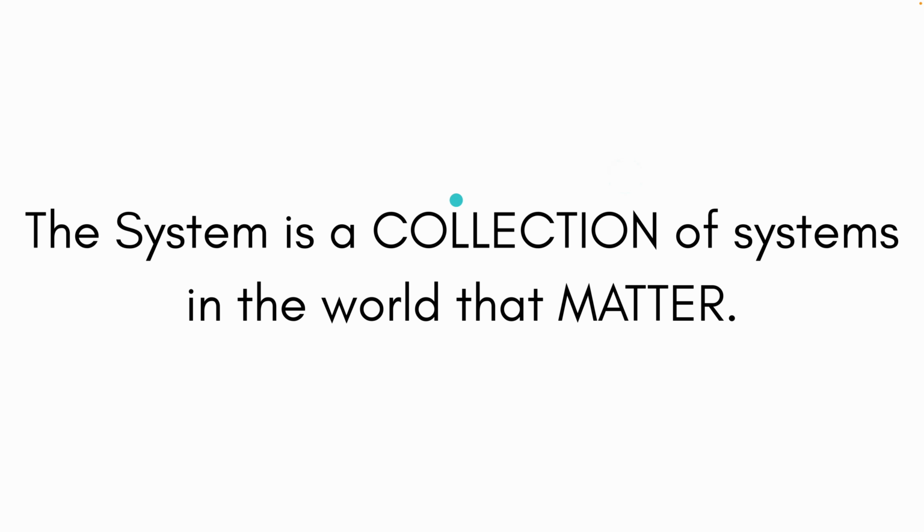Now we understand that, let's understand more of what the system is. What is a system? The system is a collection of systems. It's the collection of systems in the world which matter. Okay? I'll explain what this means. What is a system? A system can be the health system, the governmental system, the educational system, the environmental system, etc. Correct?